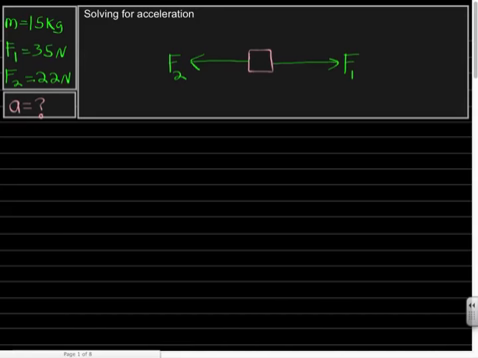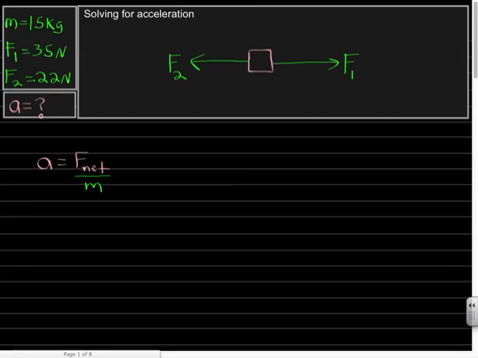The first thing we should think of is what equations do we know that can give us acceleration? Well, we have the 4 equations of accelerated motion, but we don't have anything about its motion, its displacement, its velocities, its time, or anything. But what we do know is something about its forces. So the equation that relates force to acceleration is a equal to the net force divided by the mass. That's the equation that we're looking for.